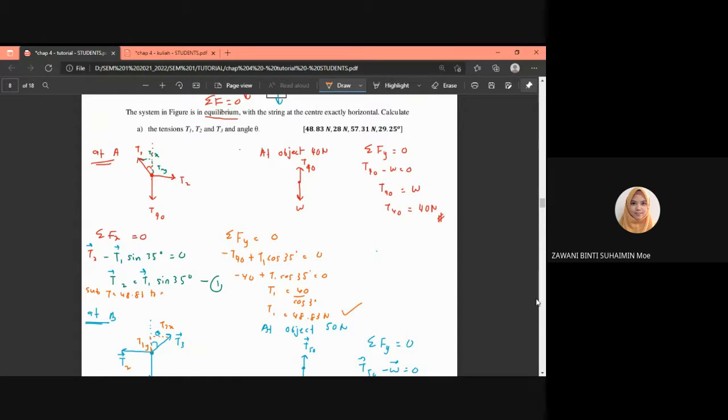Substitute 48.83 into equation 1. Then we get T2 is equal to 48.83 sin 35. So what is our T2? 48.83... So I get 28 Newton. Okay, so this is my T2. Settle. So now we have to find T3.